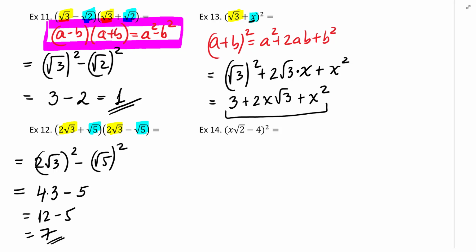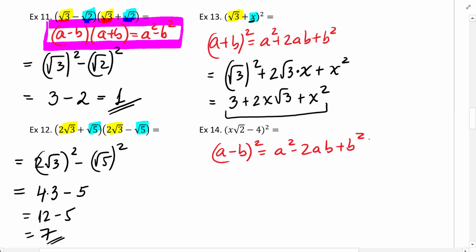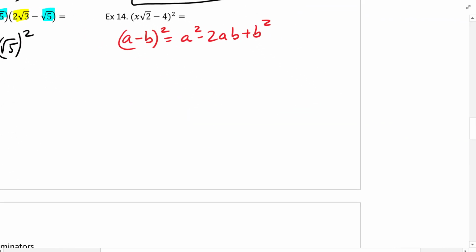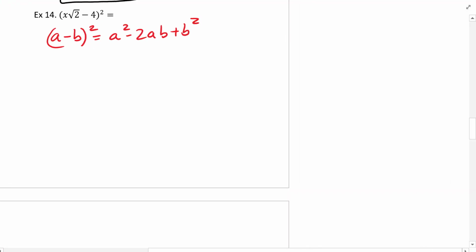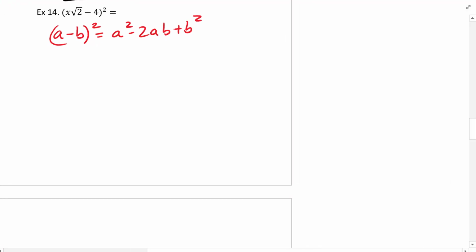How about problem 14? Did you identify the formula a minus b squared? It's a squared minus 2ab plus b squared. Be very careful. These are popular formulas that pop up in many math classes, not in just algebra. So our a is x square root of 2 and our b is 4. So we get x square root of 2 squared minus 2x square root of 2 times 4 plus 4 squared.